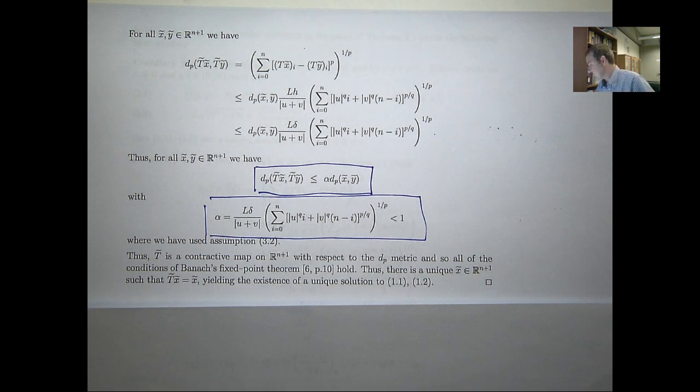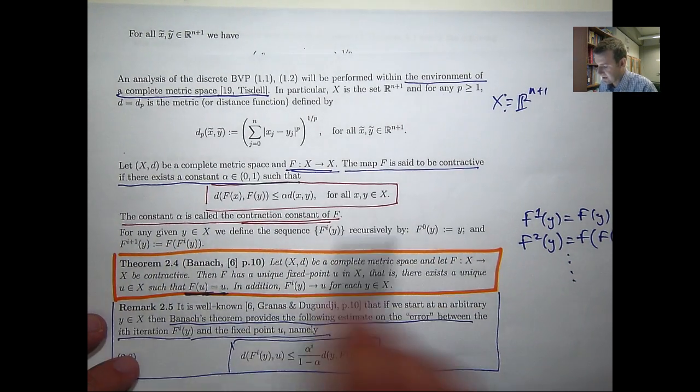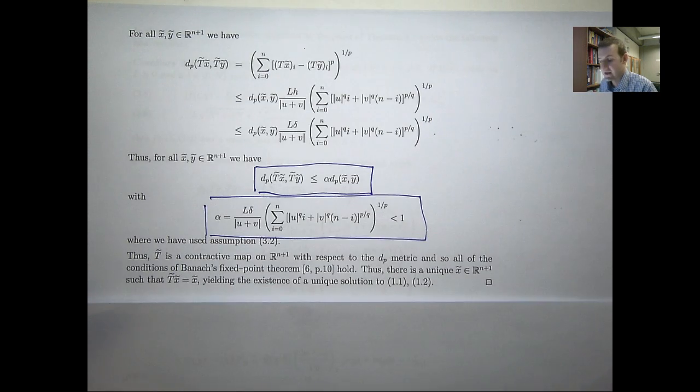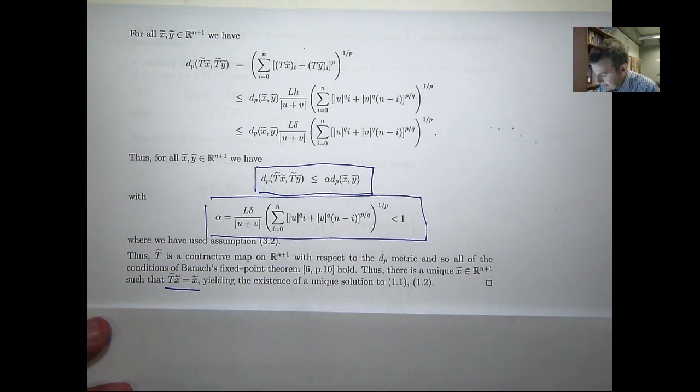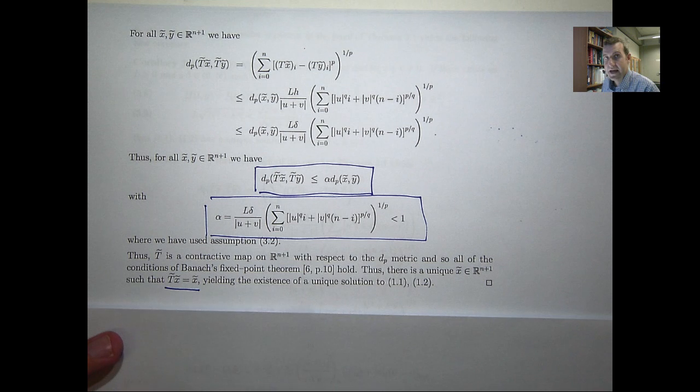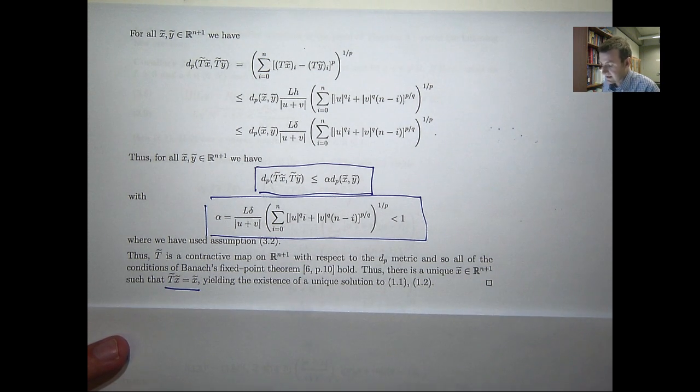So all of the conditions of Banach's fixed point theorem are satisfied. So what it means is that our mapping T tilde has a unique fixed point, and this yields the existence of a unique solution to our summation equation, which is equivalent to showing that there is a unique solution to our discrete boundary value problem, 1.1, 1.2.